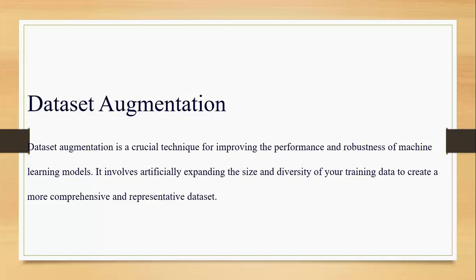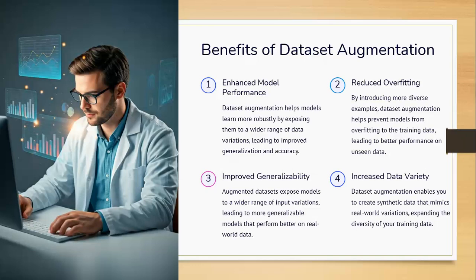That means if you have a small amount of data for training a model, by using this dataset augmentation technique, we can increase the size of the dataset and prevent the model from overfitting. The benefit of dataset augmentation is enhanced model performance, because it helps the model learn more robustly since we have a wider range of data. When you have a wider range of data, we are giving good training to a model and it provides better accuracy.